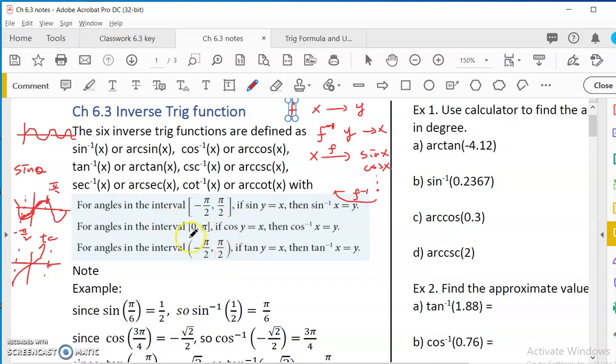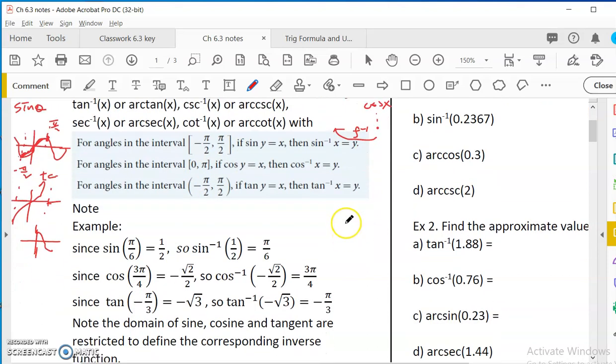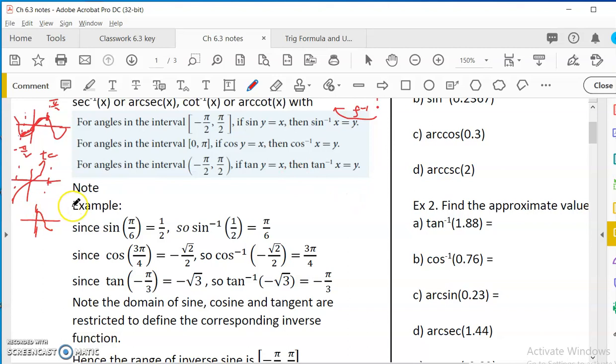And then for cosine, we pick from 0 to pi, because the cosine function goes from the top to the bottom. From 0 to pi, it covers from 1 to -1, so everything that is an output of cosine is covered. So these are the restricted domains of the original functions that you use for sine, cosine, and tangent. Remember these.